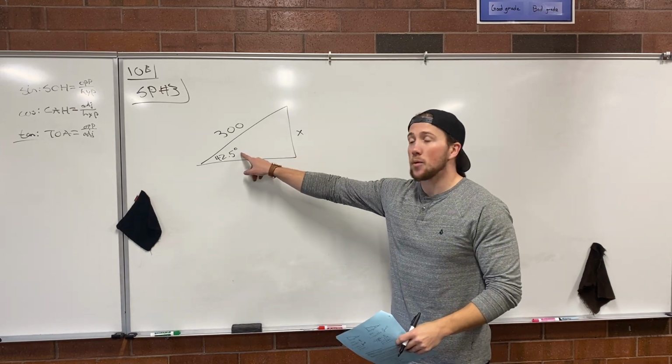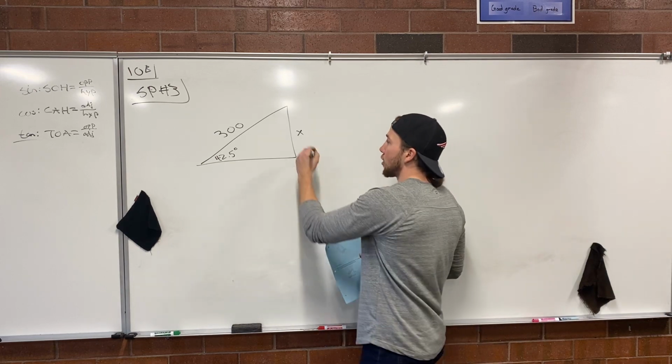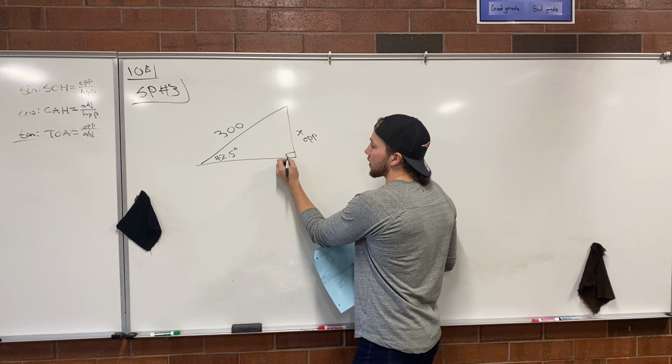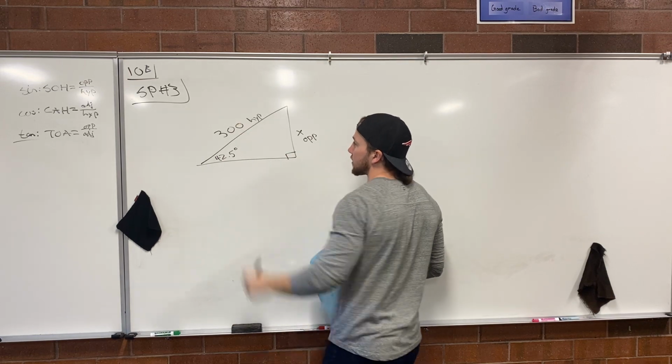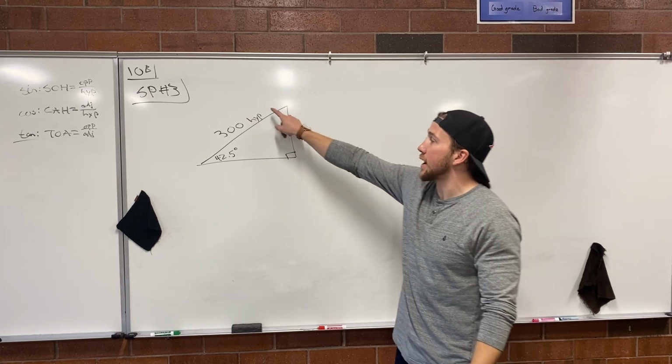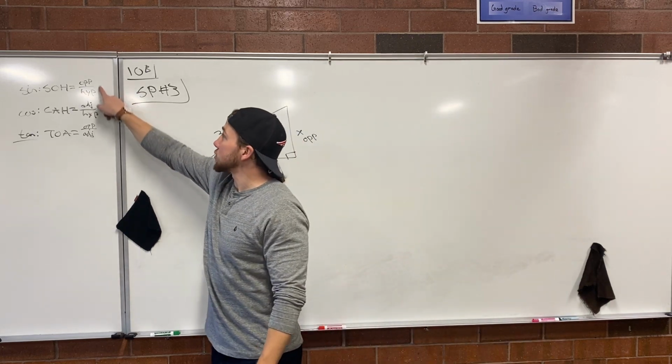Okay, so our angle is there, which means this is opposite of the angle, OPP. And this, of course, because we have a right angle here, this is our hypotenuse, HYP. Okay, so now I need to think which trig function has to do with opposite and hypotenuse. Well, that's this one up here, sine.